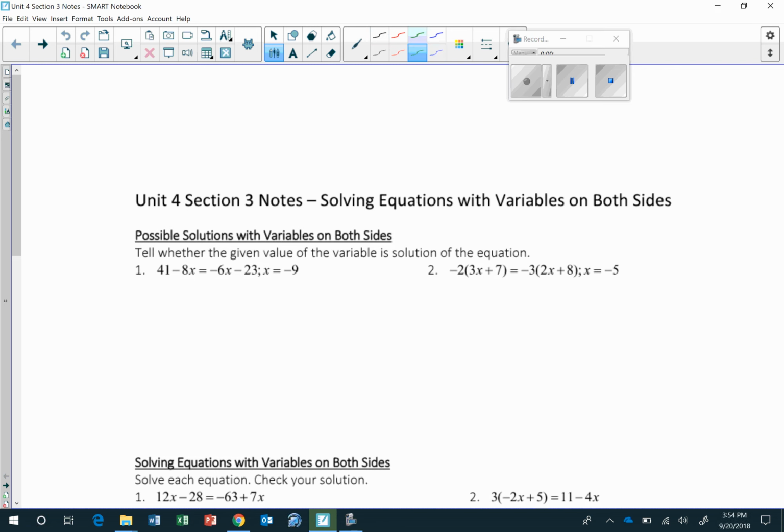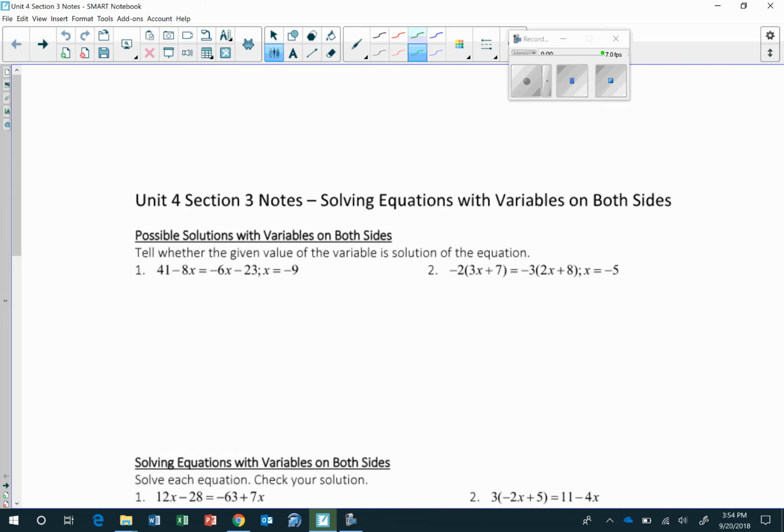All right, we are finishing off our work with solving equations with variables on both sides. So again, just notching it up one more level. Before we work on actually solving, we're going to work at testing out possible solutions like we've done in the past with solving equations. Now there's just a little bit more to it.